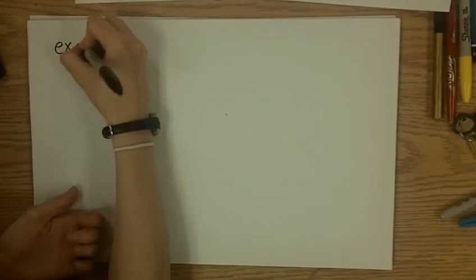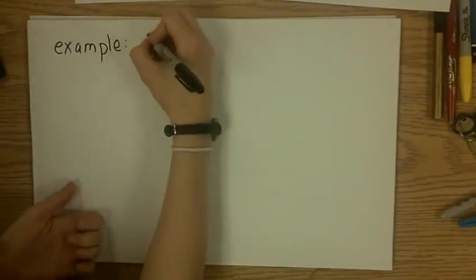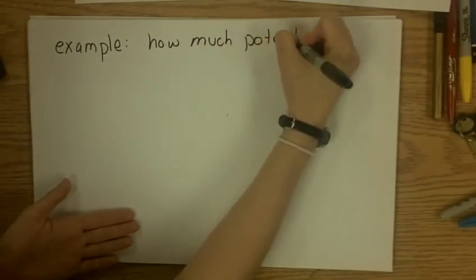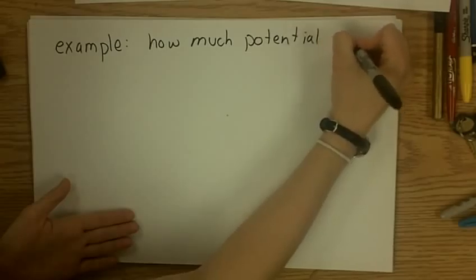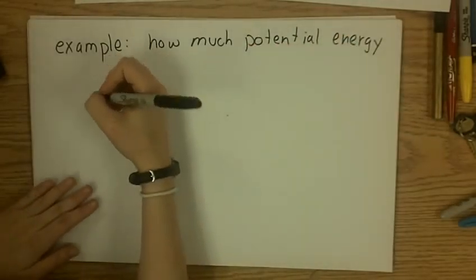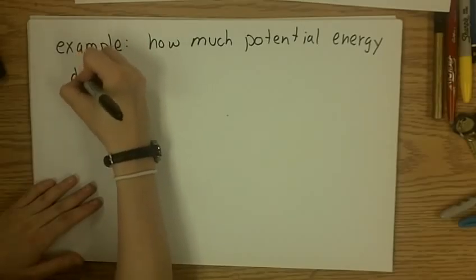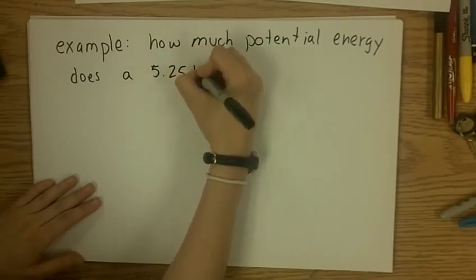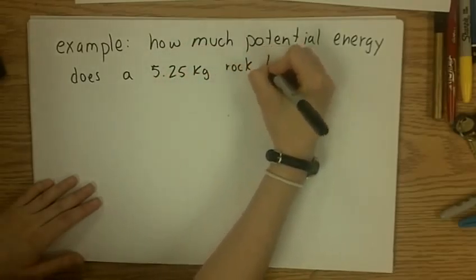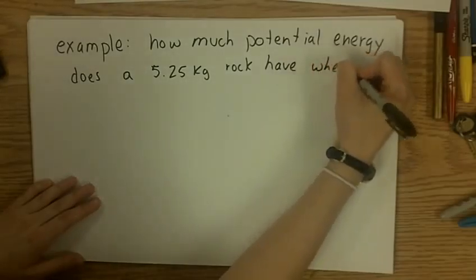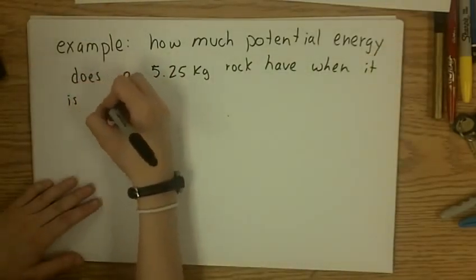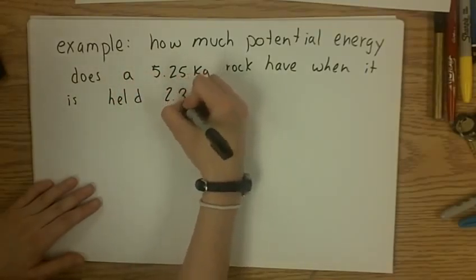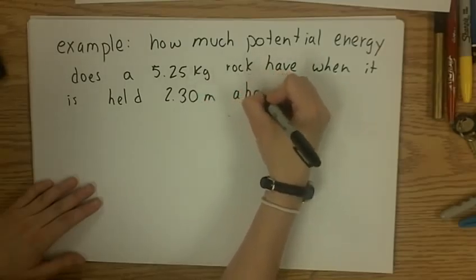Example. How much potential energy does a 5.25 kilogram rock have when it is held 2.30 meters above the ground?